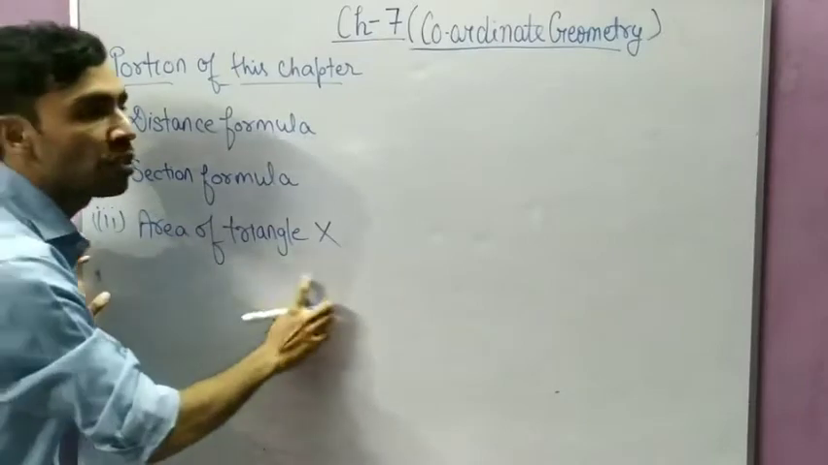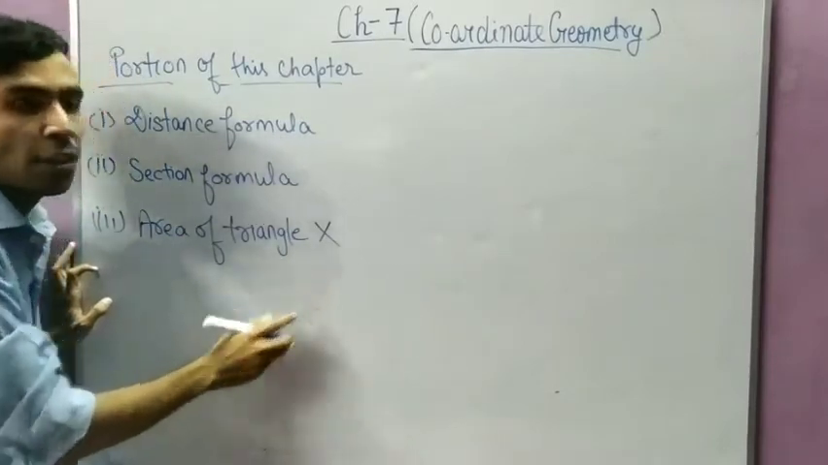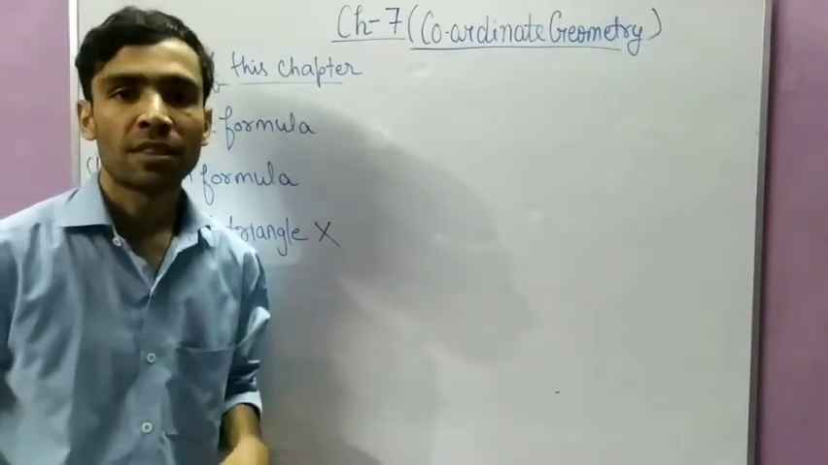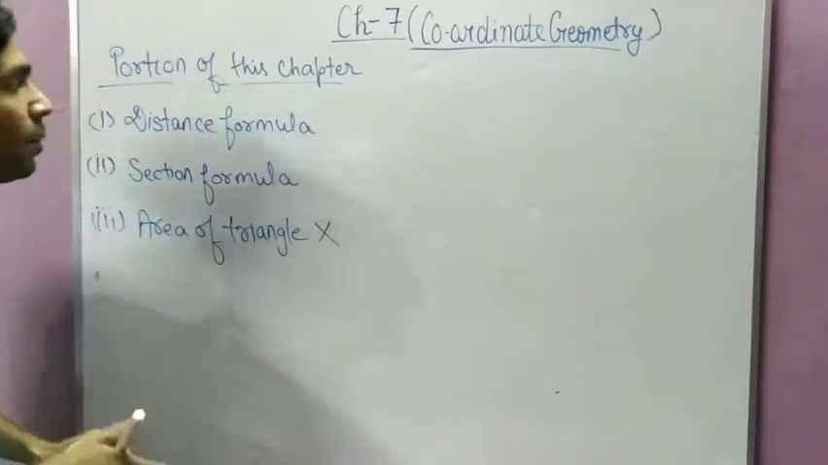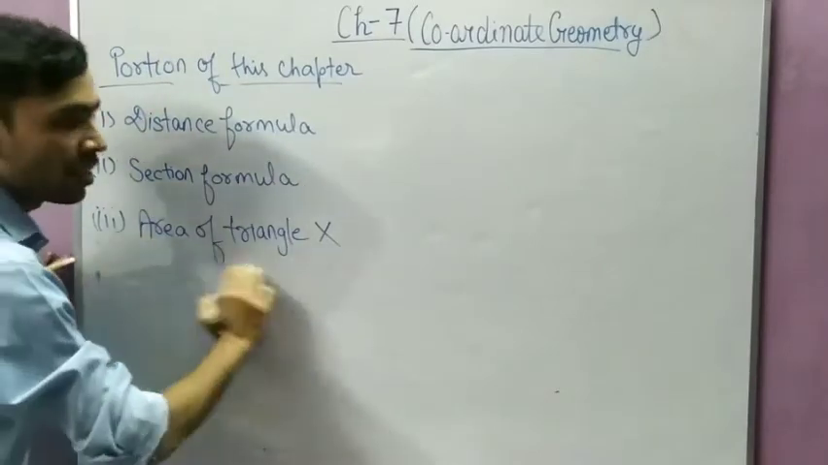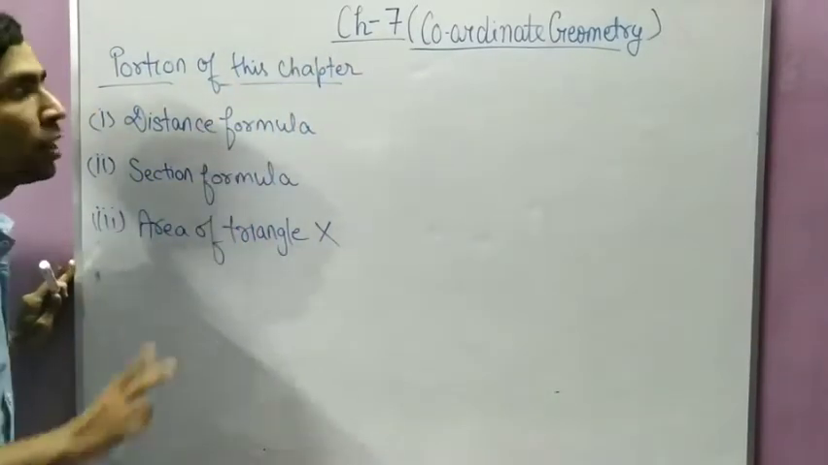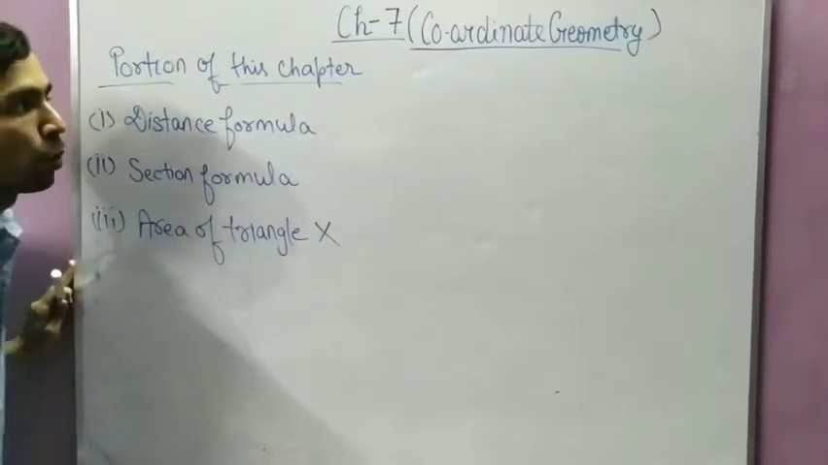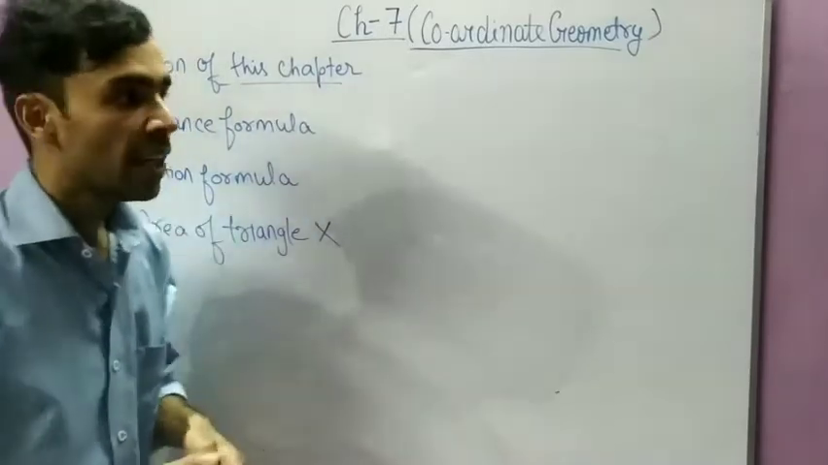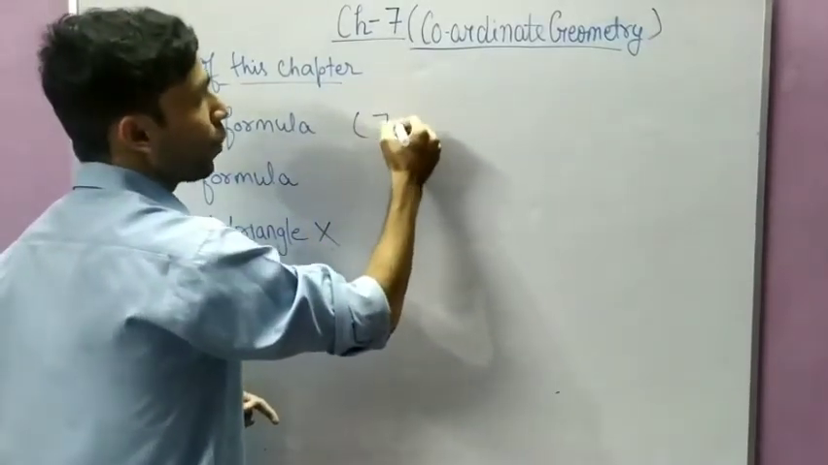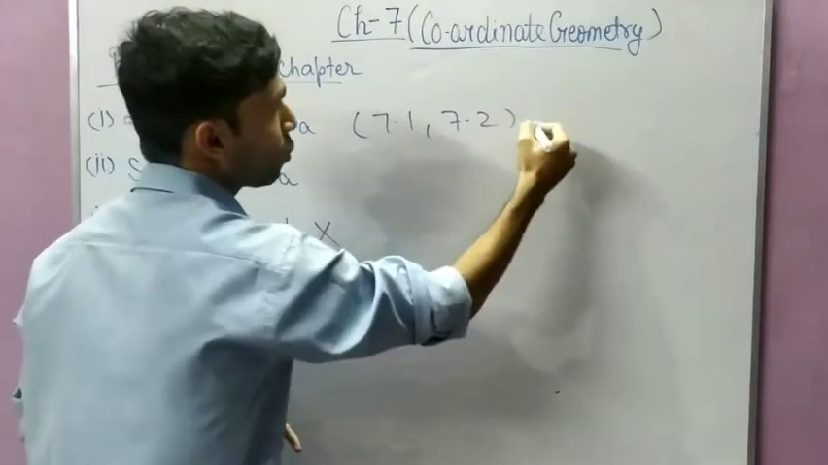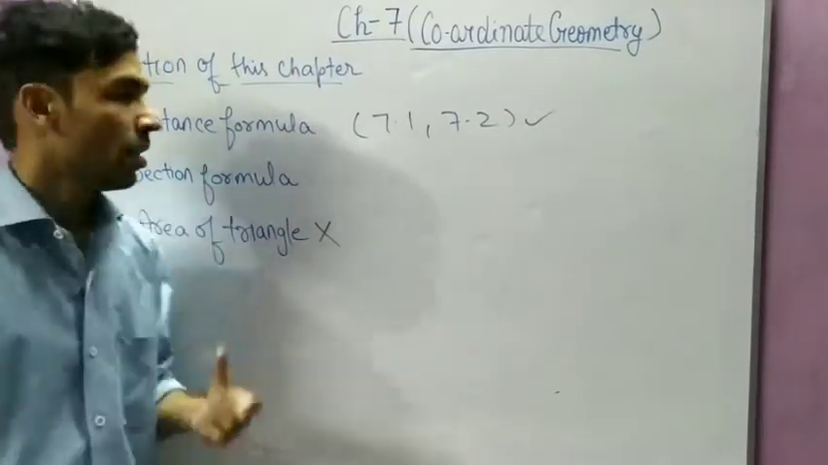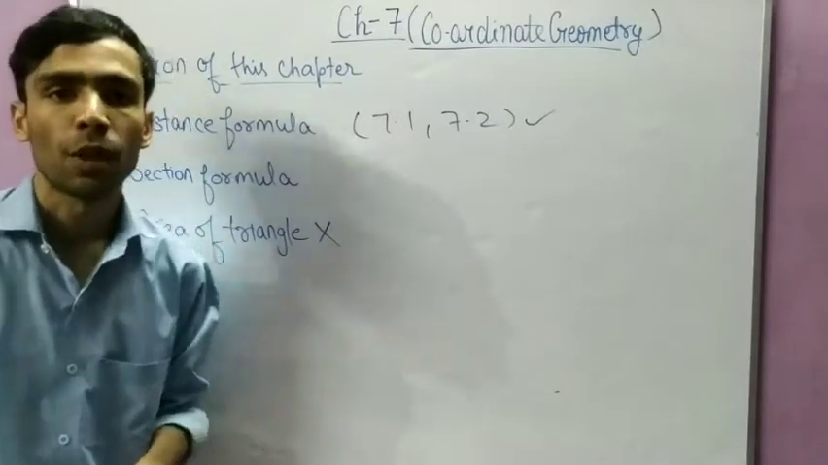You do not have to study this this year, because you have already seen that most of the days have been lost due to coronavirus. That's why CBSE has decided to cancel this topic. So in this chapter you will study only two things, the distance formula and the section formula. According to the exercises, we have to finish up to 7.1 and 7.2. Only these two exercises we have to study. Now I am going to start our first topic, the distance formula.